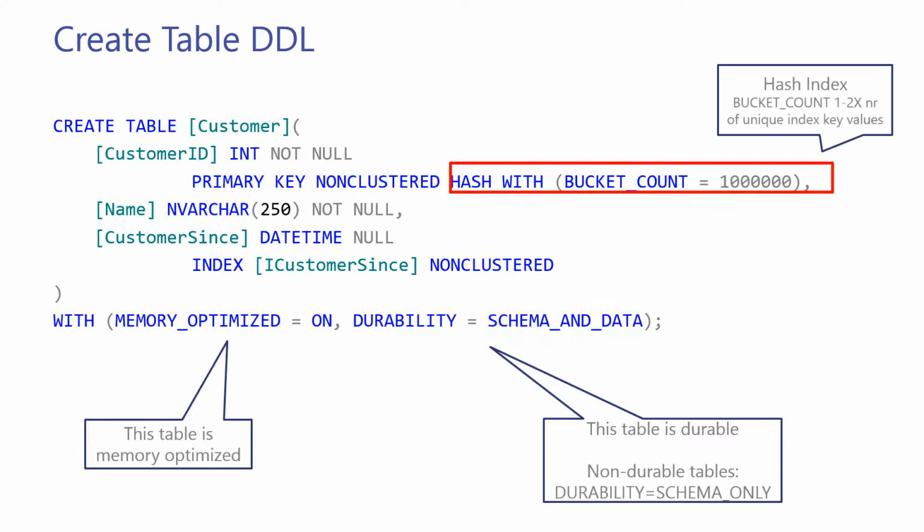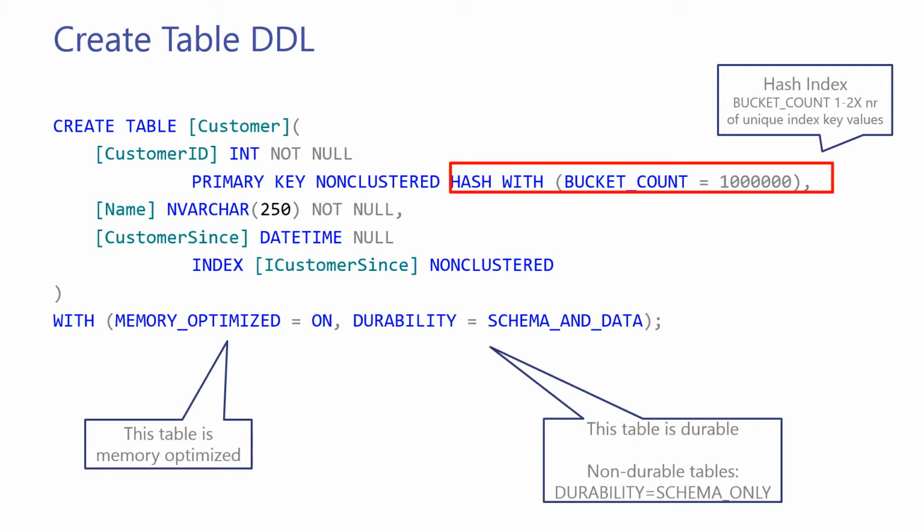Then we have a new type of index that we introduce specifically for memory optimized tables, and this is the hash index. Now a hash index is quite different from traditional clustered and non-clustered indexes. Instead of a B tree, the index structure is a hash table, which means that it is very efficient for point lookups, but you cannot do things like ordered scans or scans of ranges. I will go through that in a bit more detail later on.